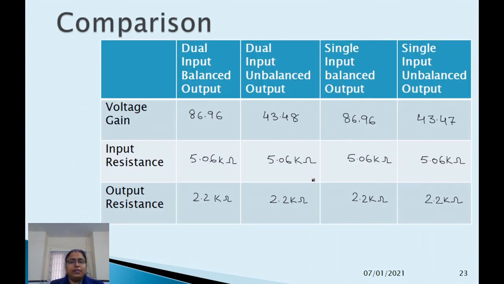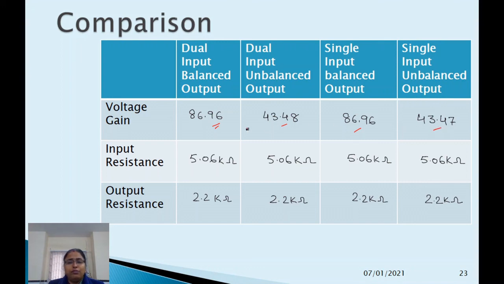Now for the comparison purpose, we have solved this numerical for all the four configurations. So voltage gain is equal to 86.96 in case of dual input balanced output for the same circuit, and for dual input unbalanced output it is 43.48. For single input balanced output, the voltage gain is 86.96. For single input unbalanced output, it is 43.47.